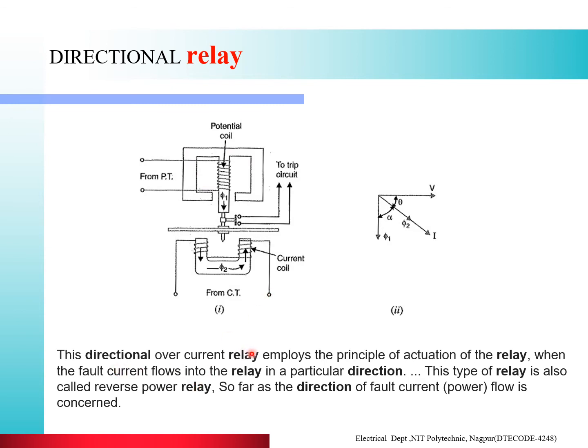This directional overcurrent relay employs the principle of actuation of the relay when the fault current flows into the relay in a particular direction, so this is called the directional relay. This type of relay is also called a reverse power relay so far as the direction of fault current flow is concerned. This relay will sense the current flow in a particular direction only. Then and only then this relay will operate. So this relay is called the directional relay.